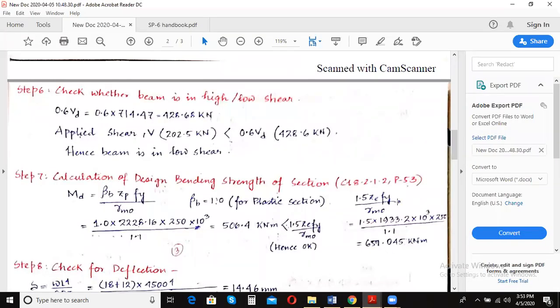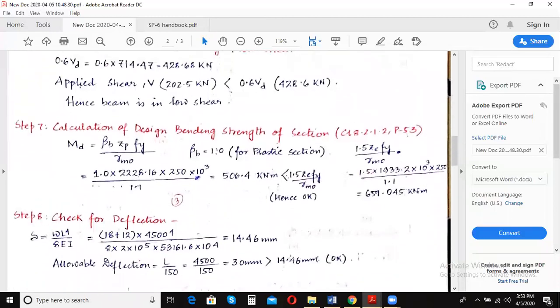So when we put the values of ZE, Fy and gamma M0 in this expression, we are getting 659.045 kilonewton meter. ZE is the elastic section modulus. Even this value is given in the code. Okay, so the design bending strength, that is 506.4 kilonewton meter, is less than this expression, hence it is okay. So the beam is a low shear beam. Okay, and the design bending strength is also safe, it is okay.